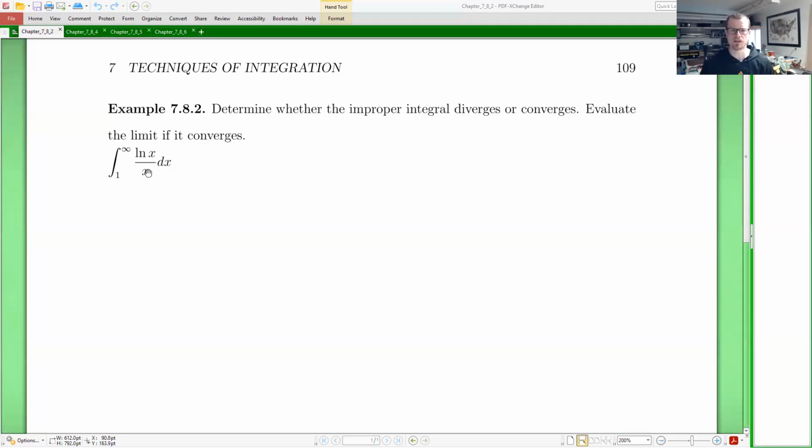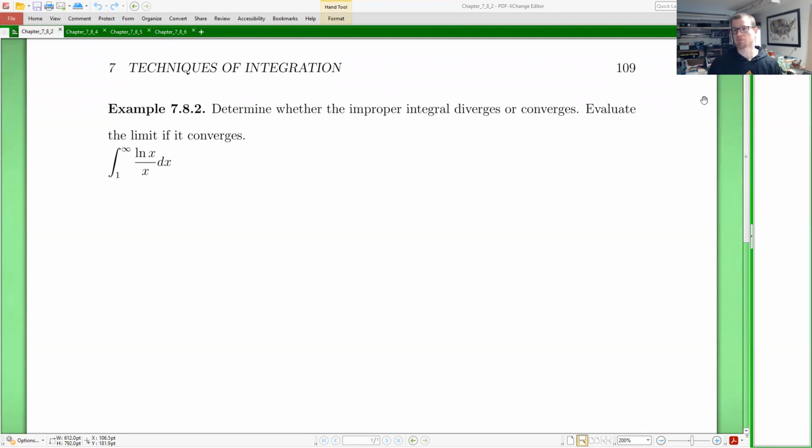Welcome to the workshop. Today we want to take a look at a couple of examples of improper integrals. So one video, or one example at a time, I guess, but let's consider this improper integral. We have the integral from 1 to infinity of the natural log of x divided by x.